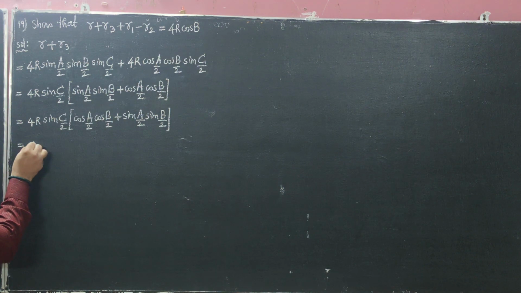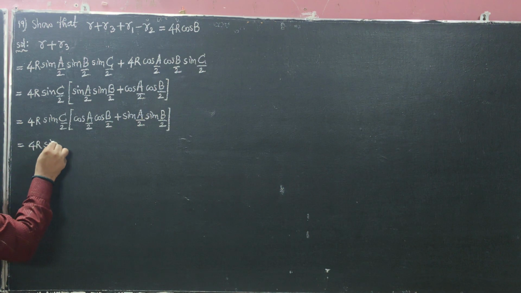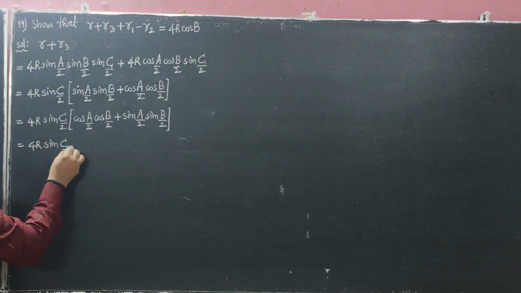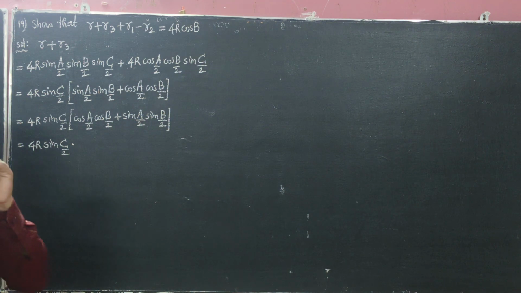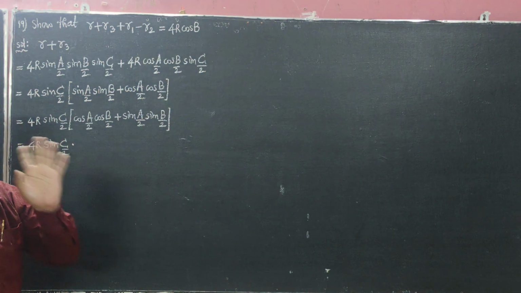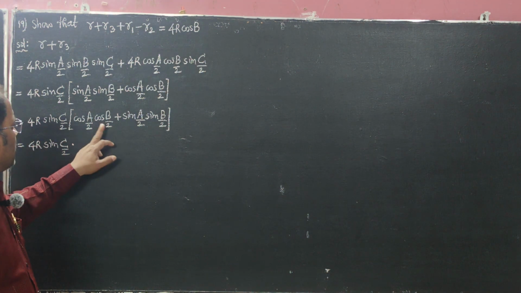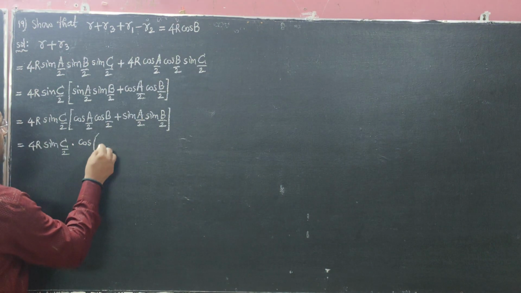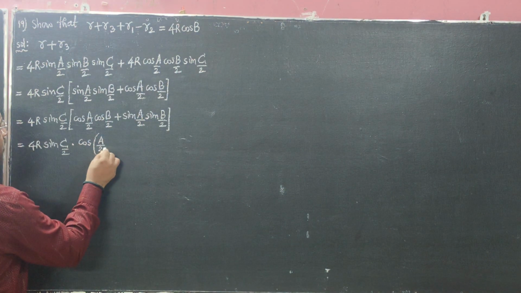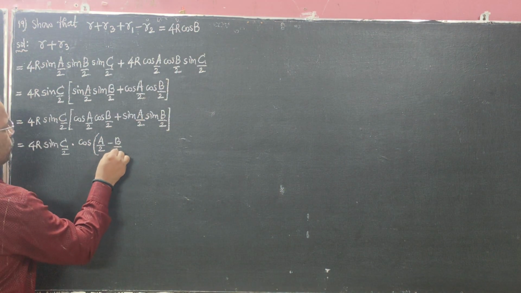And we know the formula of 4R sin C by 2. This one is cos A cos B plus sin A sin B. In place of A by 2 think A, in place of B by 2 think B, okay. cos A cos B plus sin A sin B, formula is cos of A minus B, A means A by 2, B means B by 2, right.